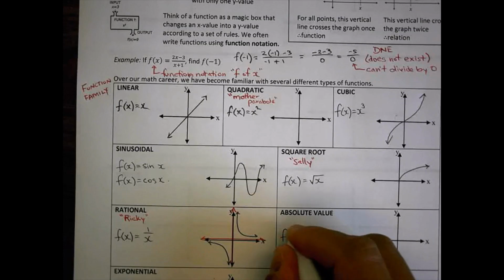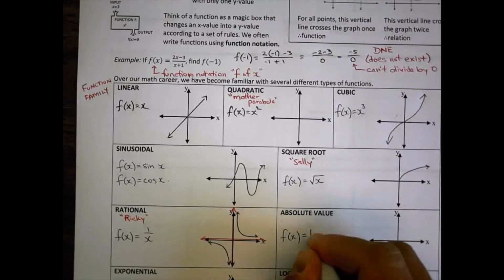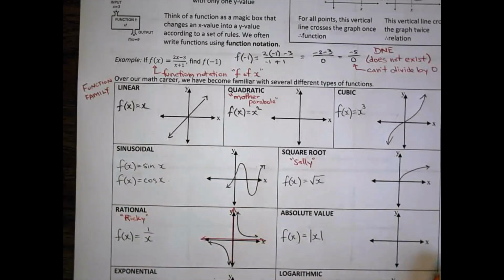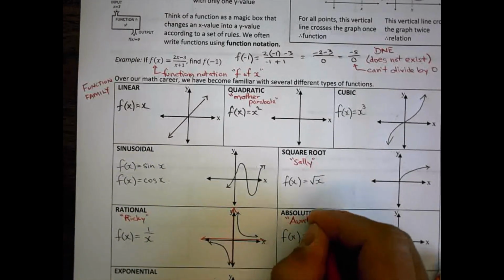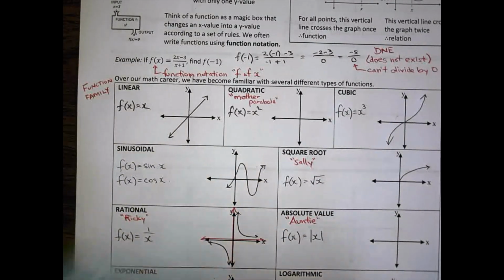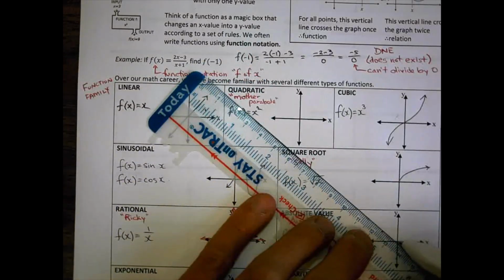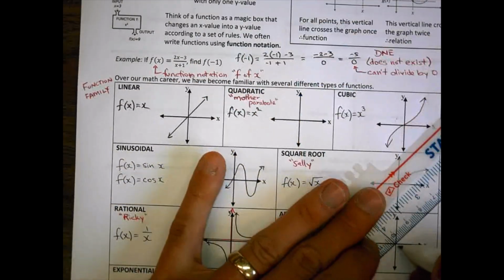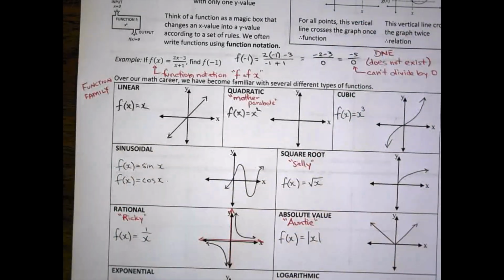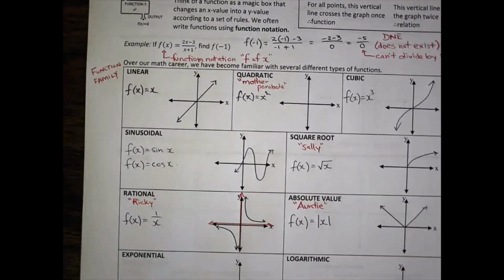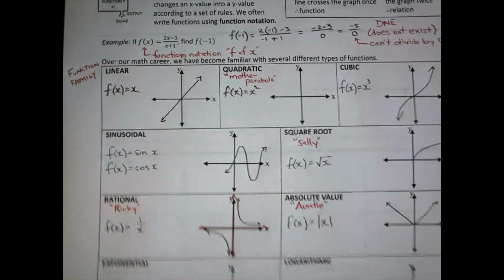We learned last year f of x equals the absolute value of x. My teacher called this the absolute value function. And it looked kind of like a quadratic, but it was square like that, or that's how I think of it. And then we have a few more at the bottom there.